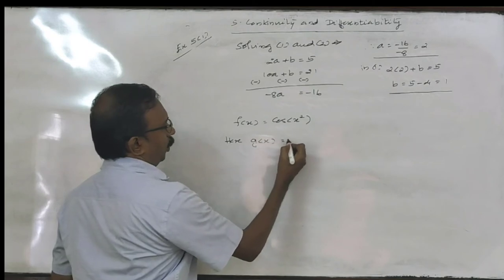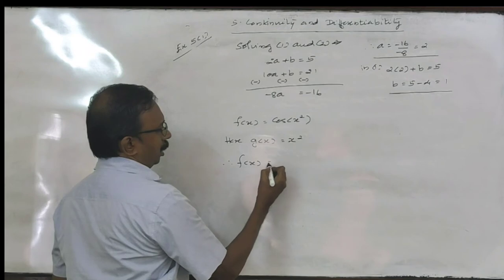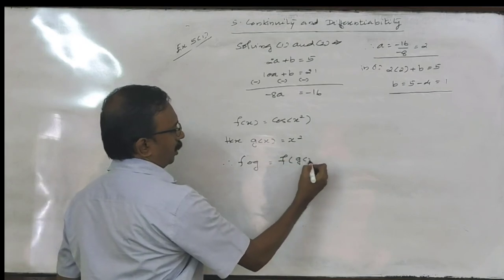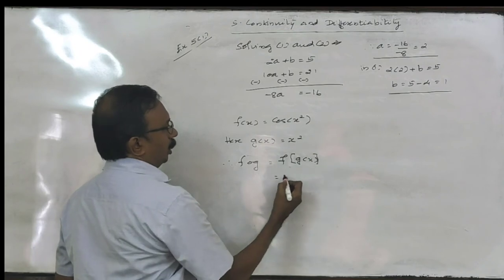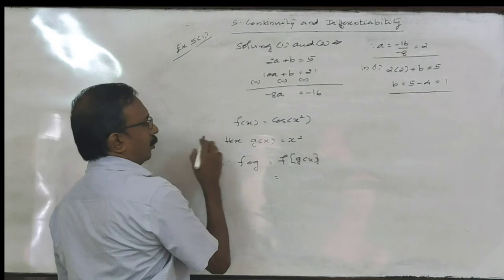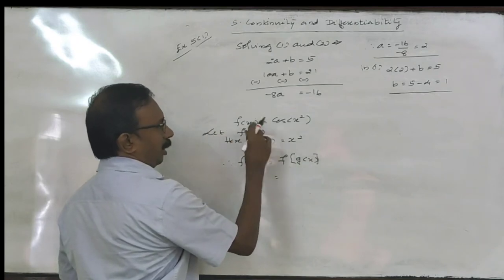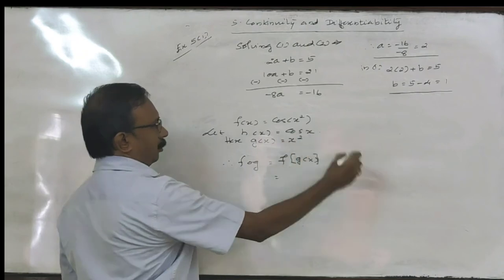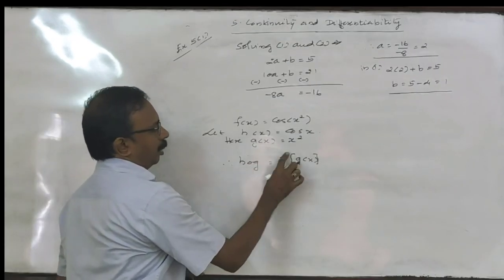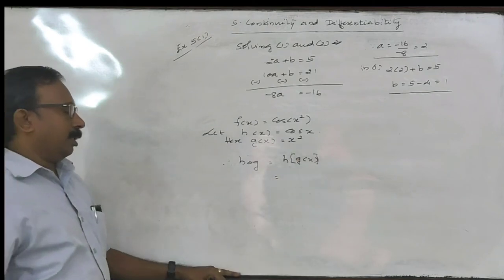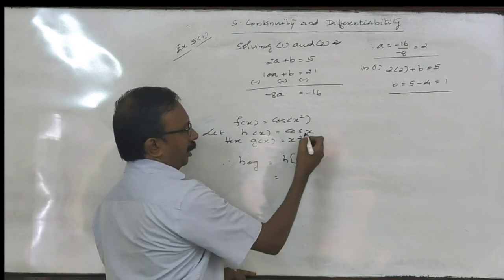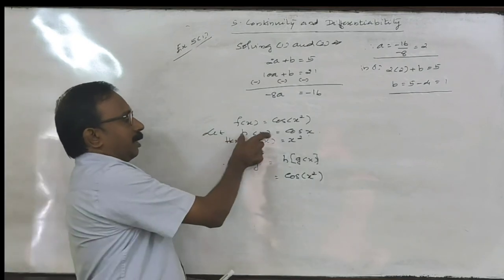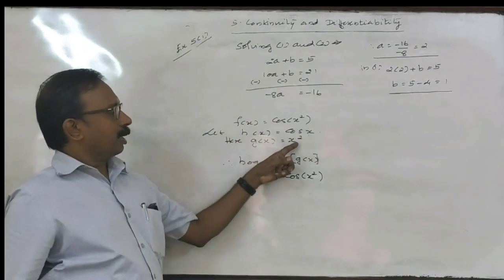Here g of x is equal to x squared. Therefore f of x is f of g of x. Let h of x is equal to cos x. So h of g of x, where h of x is cos x and g of x is x squared, gives cos x squared, isn't it? That is our main function f of x. Now let h of x is equal to cos x and g of x is equal to x squared.